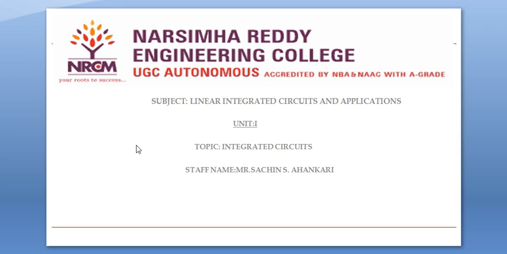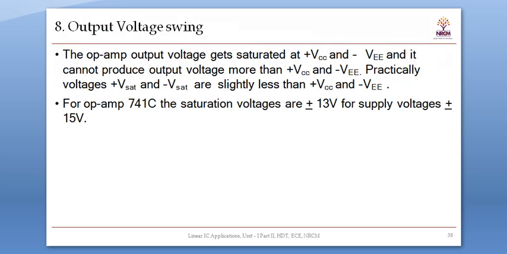So today in this session we will see a few other performance parameters or electrical parameters in the op-amp. So, output voltage swing. Output voltage swing is nothing but the maximum peak to peak output voltage which is available at the output of op amp.